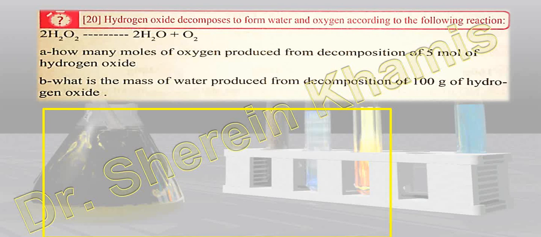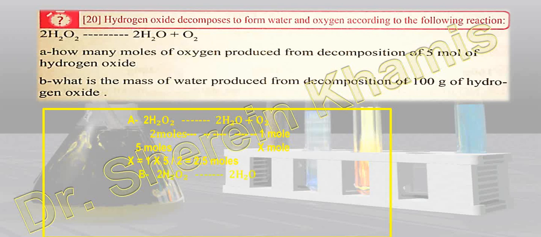This is part A. How many moles of oxygen are produced from the decomposition of 5 moles of hydrogen peroxide? Starting, we take the equation, and we have 2 moles of hydrogen peroxide and 1 mole only of oxygen. So we take 5 moles of hydrogen peroxide and we want to get X moles of oxygen. We will make cross multiplication. X will equal 5 times 1 divided by 2, so we get 2.5 moles. So the answer of part A will be 2.5 moles.